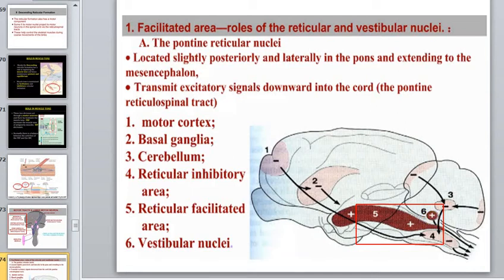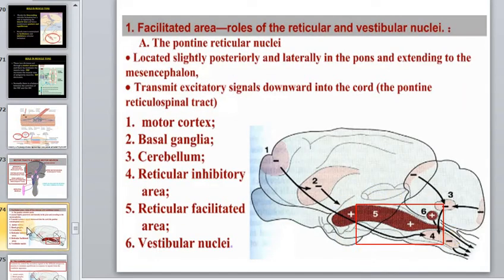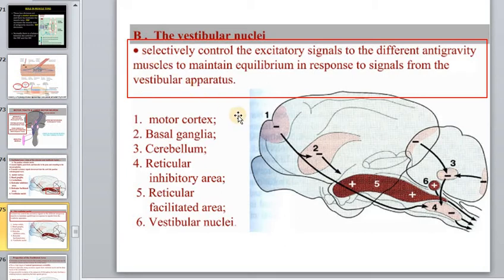Here we see the way of the transmission of the vestibular signals from the vestibular nucleus of the cerebellum to the reticular formation. Here we see the part of the inhibitory and facilitatory area, and we can stop some signals here. And even more, these parts of the brain selectively control the excitatory signals to the different anti-gravity muscles to maintain equilibrium in response to signals from the vestibular apparatus.